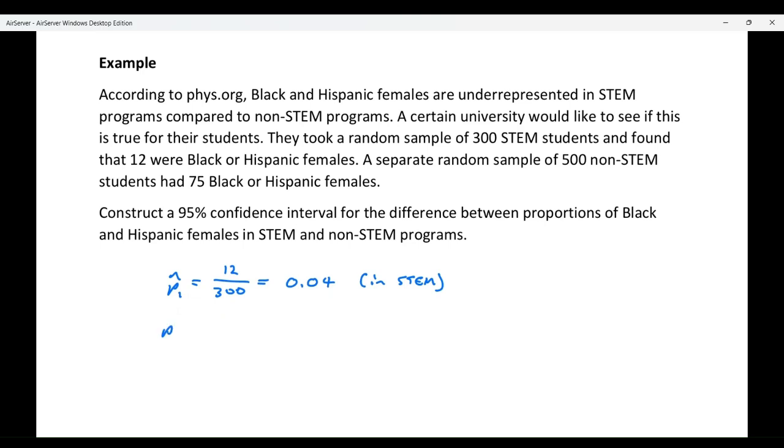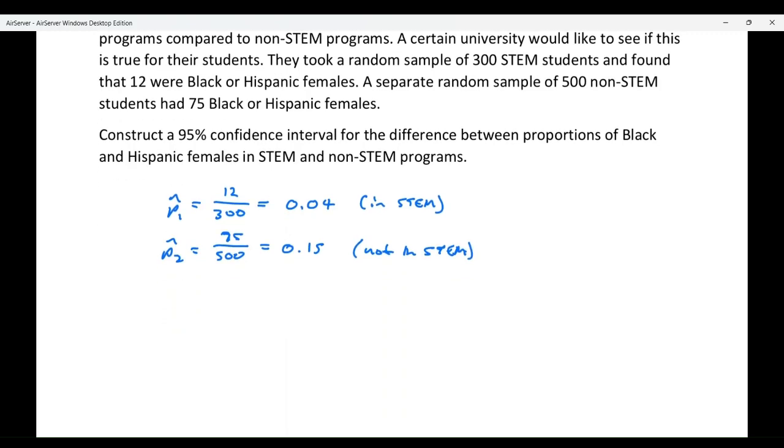And then P2 is going to be the 75 Black or Hispanic females that were not in STEM out of the 500 sampled. So that's 0.15. And these are not in a STEM program.